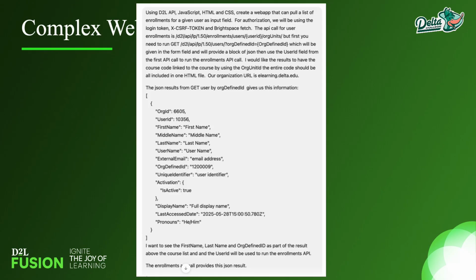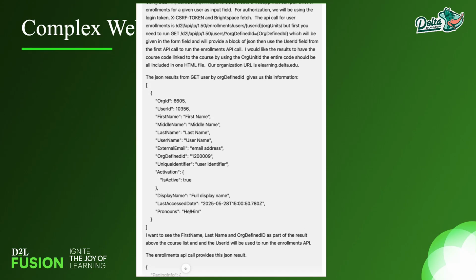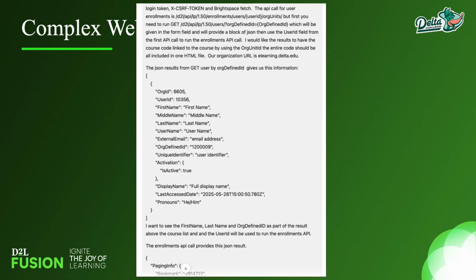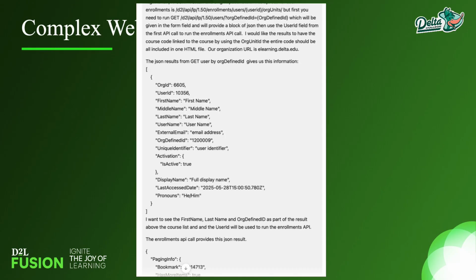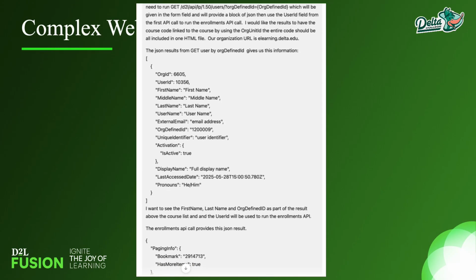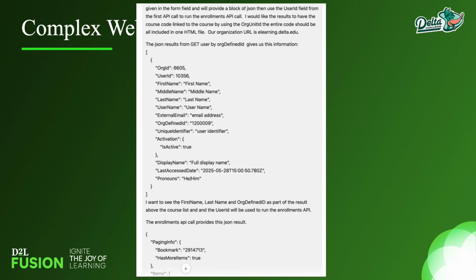So here we have a prompt that asks to use the D2L API, JavaScript, HTML, CSS. We're creating a web app. It talks about the different kinds of authorization that we're going to need, as well as which API calls we're going to be pulling. So we need to pull from the org-defined ID to get the user ID number, then run that through the enrollments.